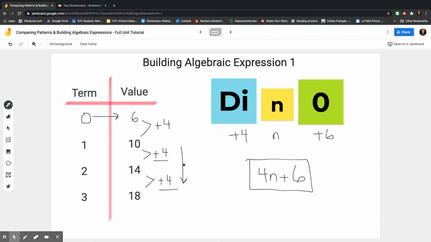Now you might have some older kids in high school, or you might remember from yourself, algebraic expressions normally require some rise over run stuff. We don't need to do that with these kids. We're not there yet. Okay, let's do another one.